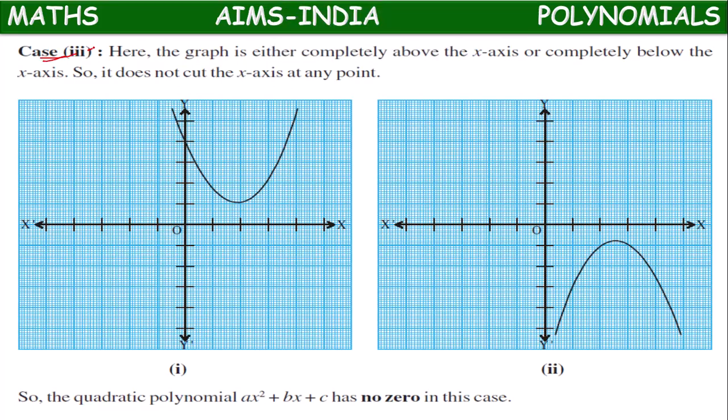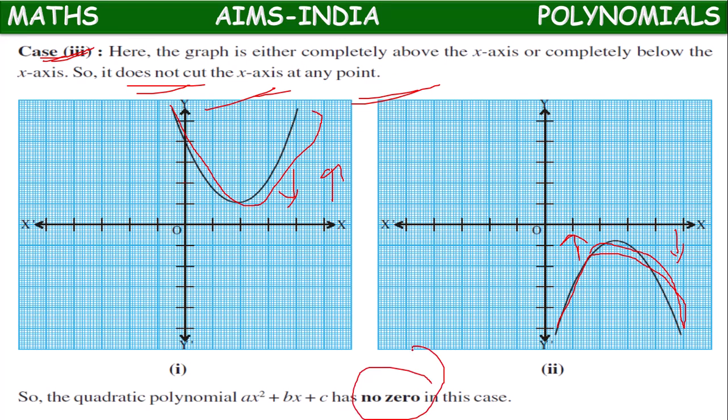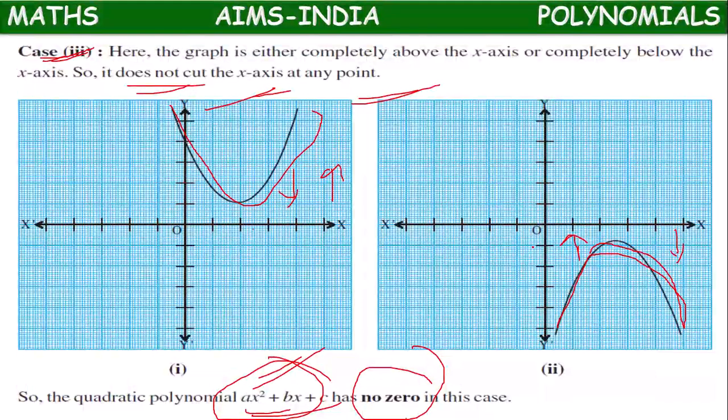Next, case three. If you observe these two parabolas, they are not at all touching the x-axis, either completely above the x-axis or completely below the x-axis. So they do not cut the x-axis at any point. What does it mean? It means no zero. The quadratic polynomial is not having any zero in this case.